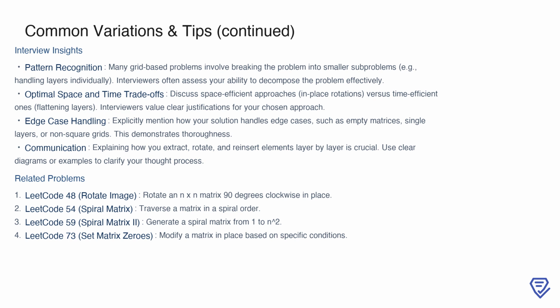Clear communication is also essential. Walk through how you extract elements from a layer, rotate them, and reinsert them back into the grid. Using diagrams or examples to illustrate your thought process can make a big difference. Finally, this problem connects to other similar ones, like rotating a square matrix 90 degrees clockwise in LeetCode 48, traversing a matrix in spiral order in LeetCode 54, or generating a spiral matrix in LeetCode 59. Drawing on these related problems can help enhance your understanding and showcase versatility.